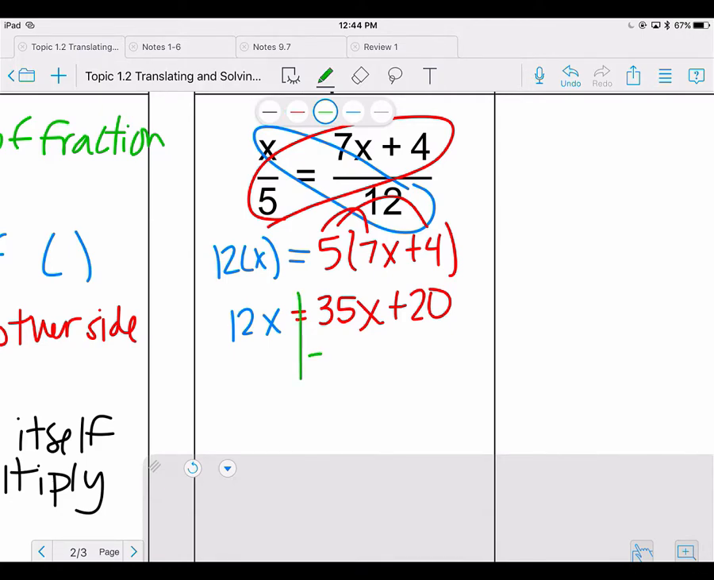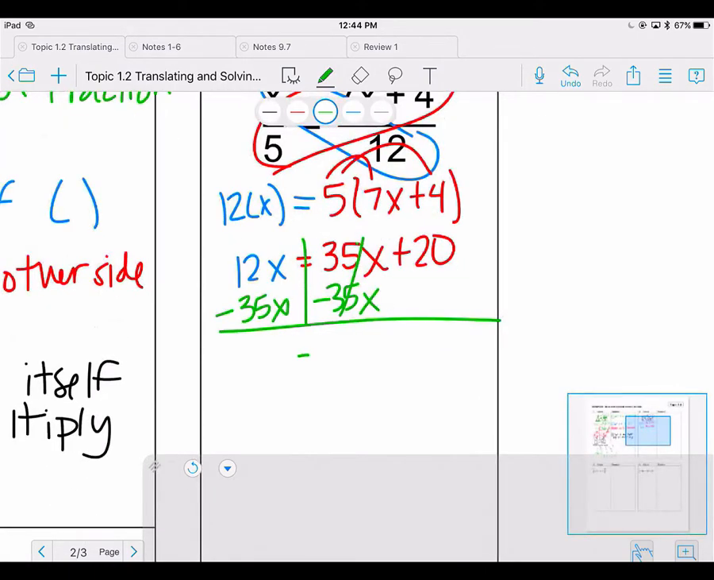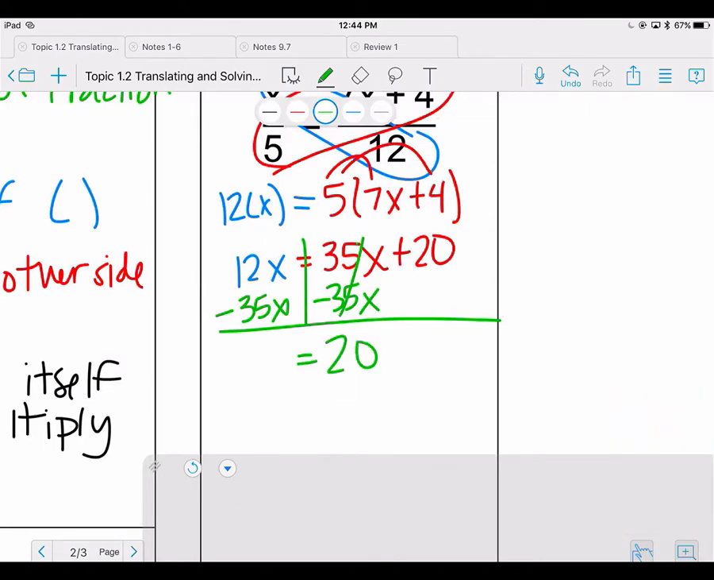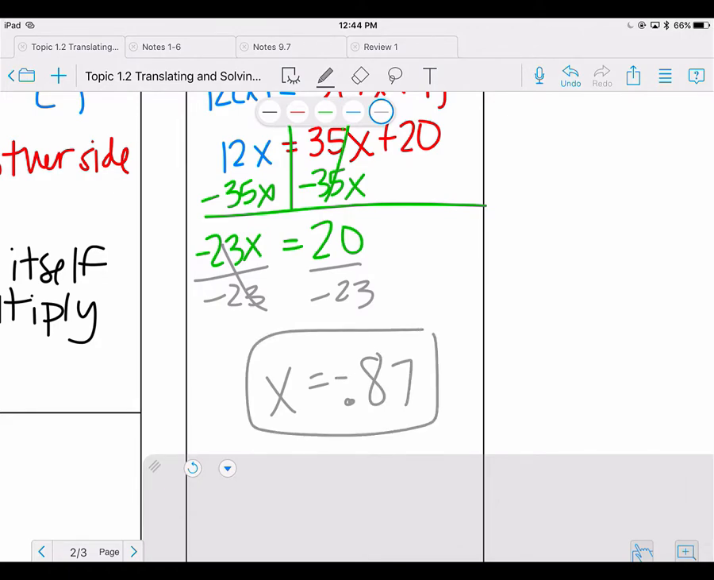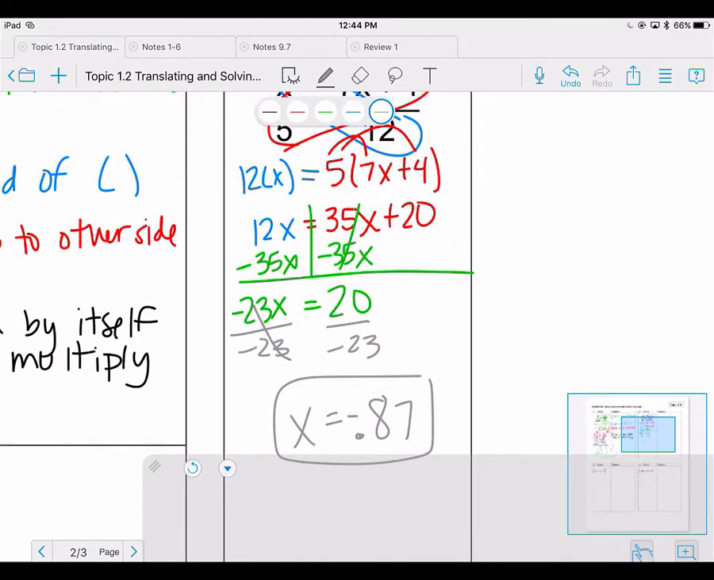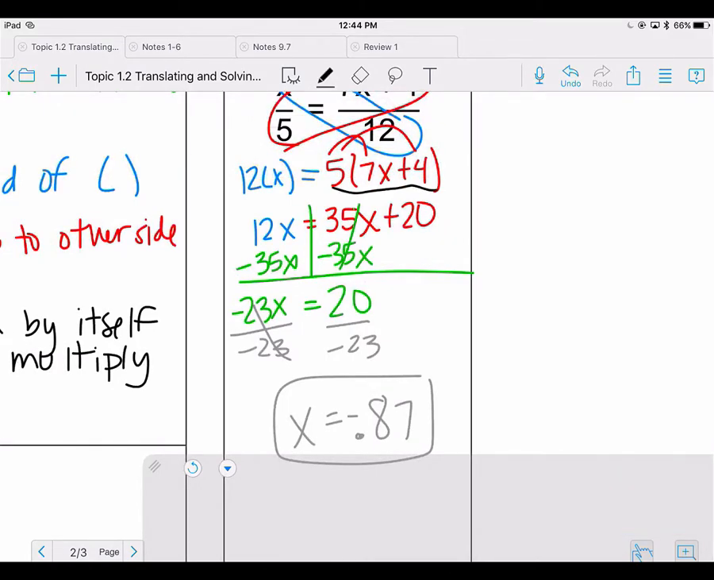From here, we're going to subtract 35x from both sides because we need to move it to the other side. So we have 20 on the right. And then 12 minus 35 is negative 23x on the left. My final step is to divide by negative 23 on both sides. And I'm just going to put this as a decimal. 20 divided by negative 23. Oh, that's ugly. We'll just say negative 0.87. So the big thing here is to remember that you have to distribute here.